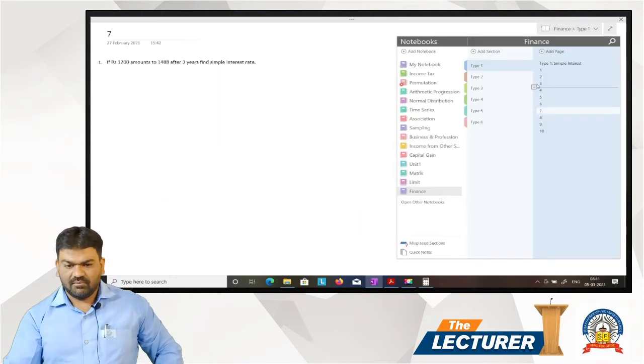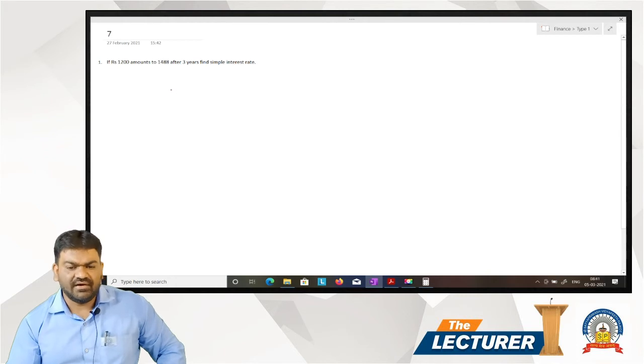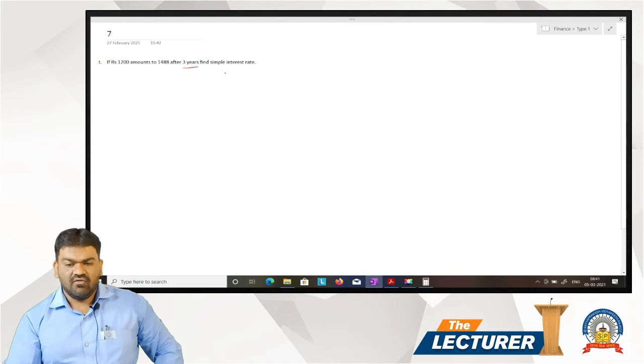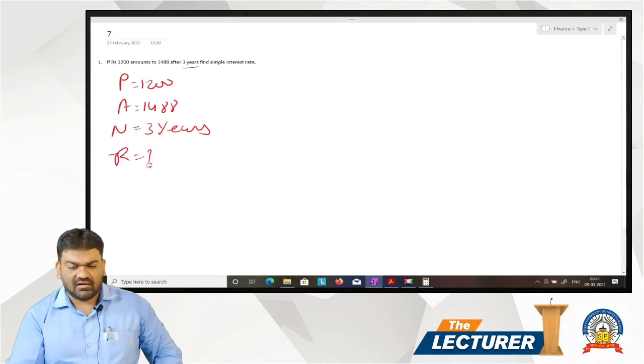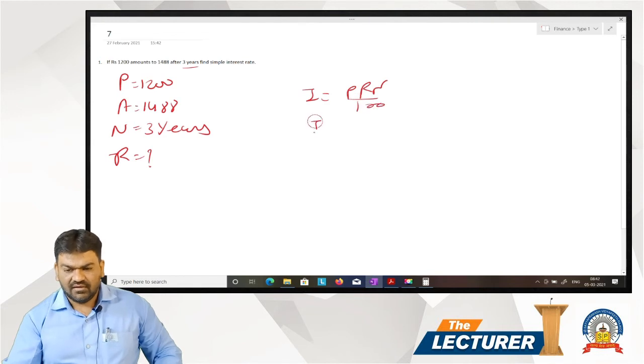Next, example number 7. If rupees 1,200 amounts to rupees 1,488 after 3 years, find the simple interest rate. P is equal to 1,200, A is equal to 1,488, N is equal to 3 years. We have to find out R. So I is equal to PRN upon 100, I is equal to 1200 multiplied by R multiplied by 3 divided by 100. I is equal to 36R.